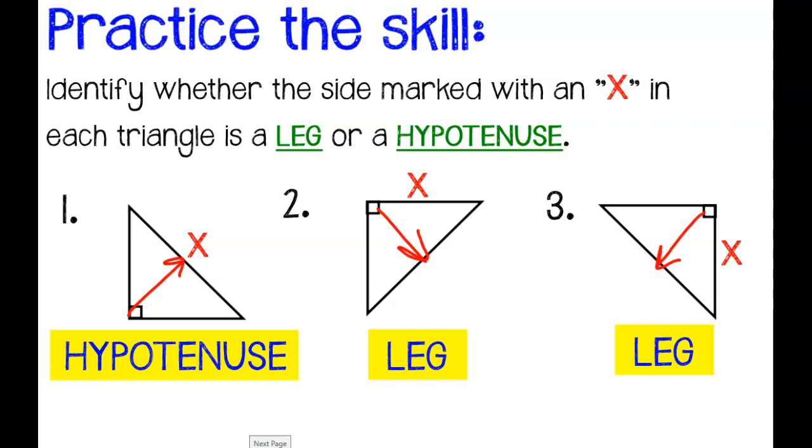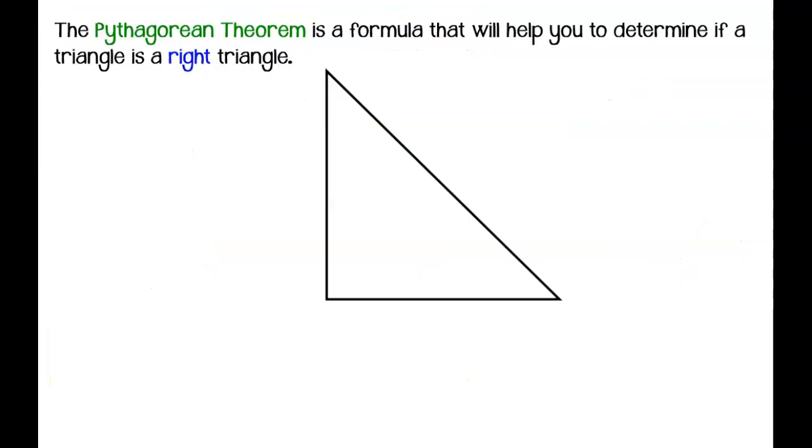Okay, now that we've got the vocabulary out of the way, let's get into this formula. So the Pythagorean theorem is a formula that will help you to determine if a triangle is in fact a right triangle. Now, I know what you see on the screen here looks like a perfect right triangle, but without that little square in the corner, you technically can't be sure. It could be 89.999999999 degrees, which would fool the naked eye, but it isn't actually a right triangle.